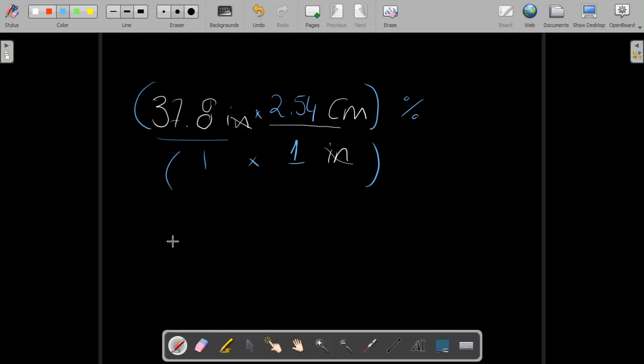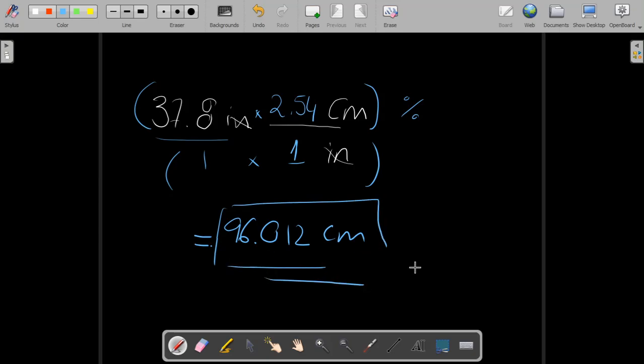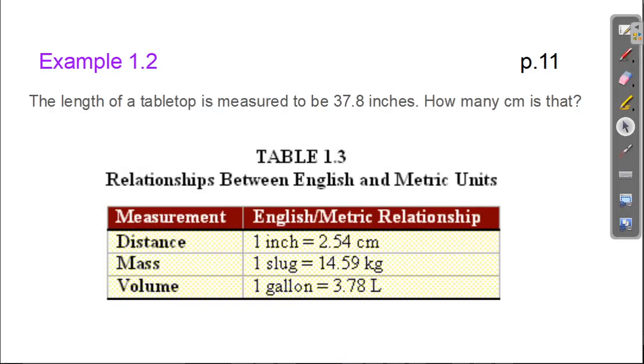So when you put all these numbers in, multiplying and dividing by 1 is not going to change anything. Your value is 96.012 centimeters. Okay? There you go. That's your answer. Now it's your turn to prove to me that you know how to do that. Not yet. In a minute.